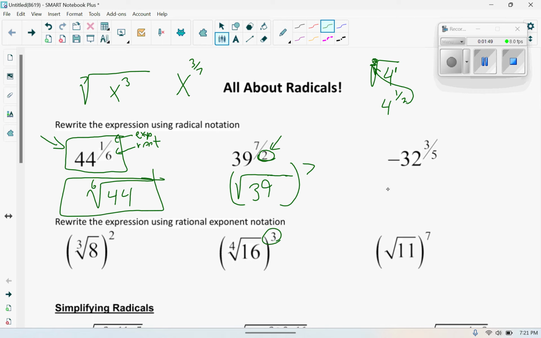Okay, and then this last one, negatives need hugs. So I'm going to have -32, and the 5th root goes up there, and then the 3rd root goes either on the inside or the outside.